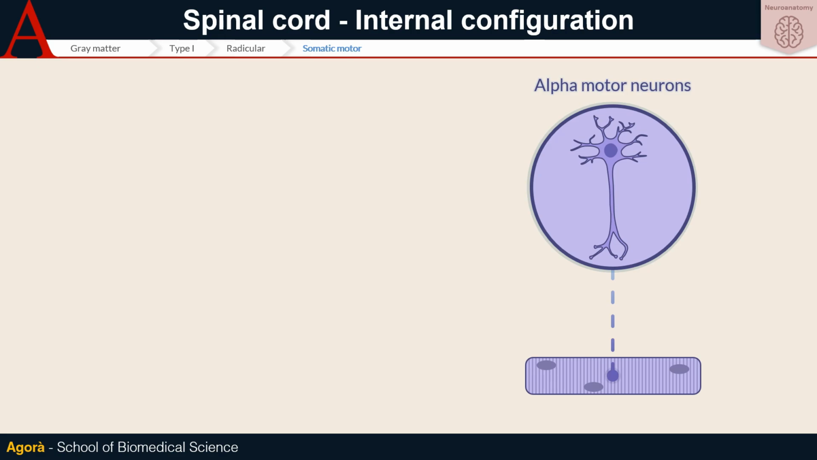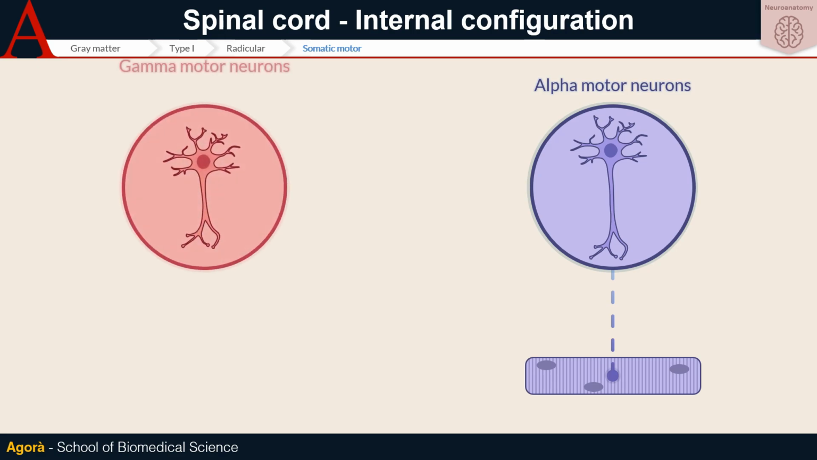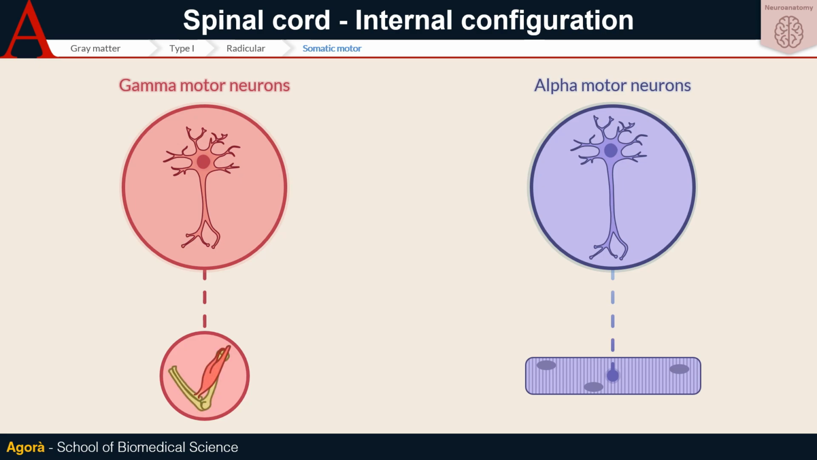Alpha motor neurons, these are the largest and they innervate muscle fibers of work. Gamma motor neurons, smaller than the former, they innervate neuromuscular spindles, a complex of receptors within the muscle itself. Basically, their function is to assess muscle stretch during contraction.